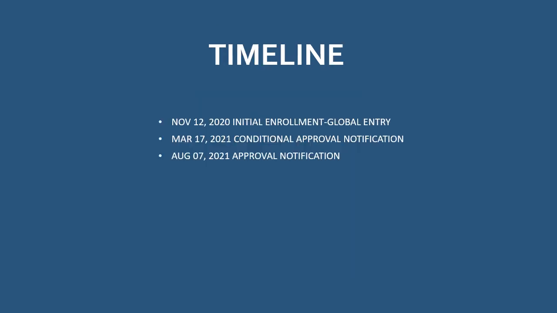Now, this is what my timeline looked like. I applied for the Global Entry on November 12, 2020. I applied using a Chase credit card. There are a whole bunch of other credit cards that provide the discount, so I used the Chase credit card to complete my enrollment. I was conditionally approved for the program on March 17, so as you can see, around 5 months. And then I was able to schedule my interview for August 7th.